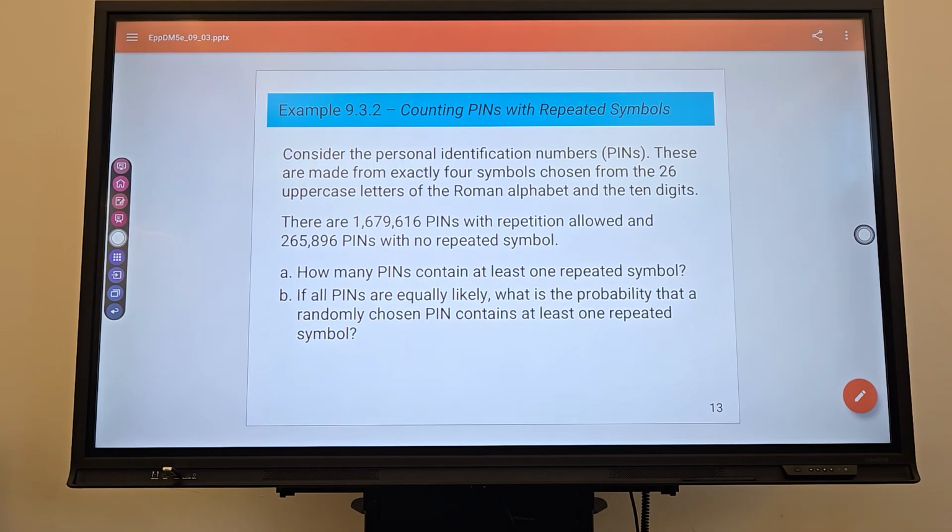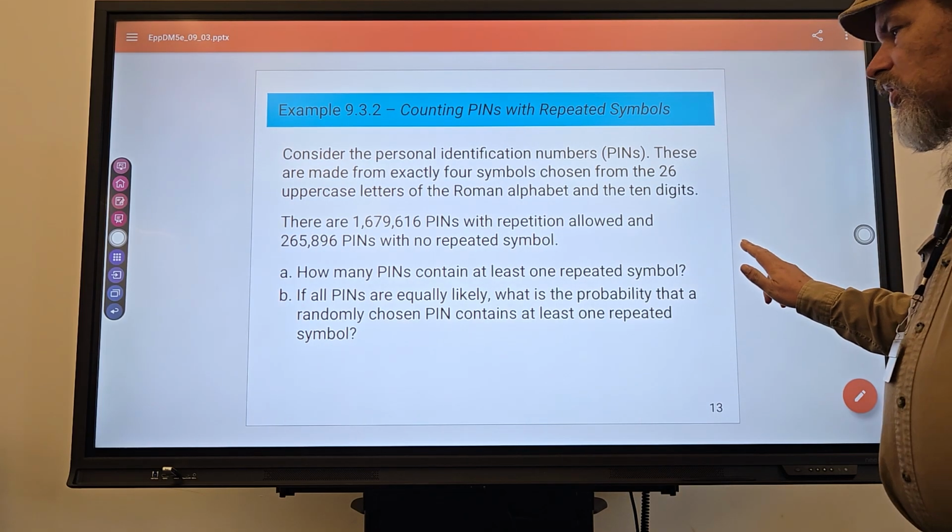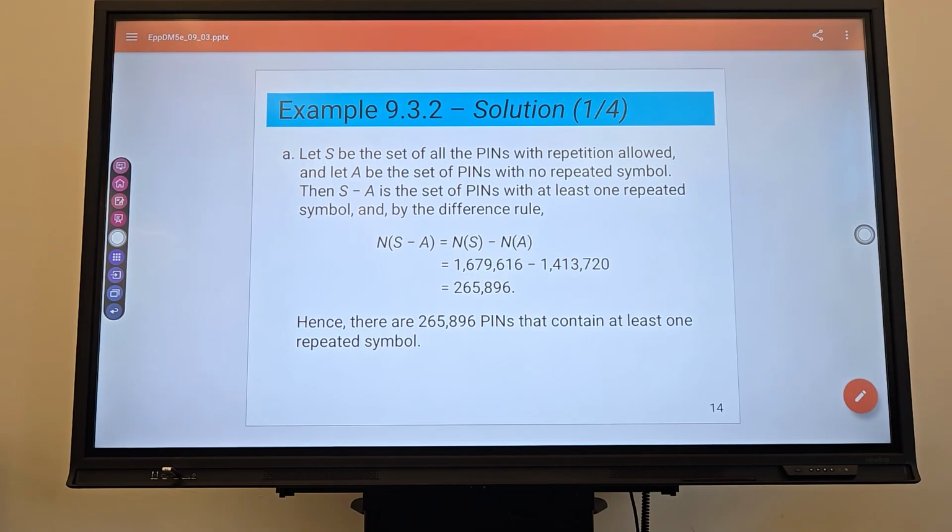If all pins are equally likely, what is the probability that a randomly chosen pin contains at least one repeated symbol? Well, for A, let S be the set of all pins with repetition allowed, and A be the set of all pins with no repeated symbol. Then S minus A is the set of pins with at least one repeated symbol. And by the difference rule, you get 265,000 pins that contain at least one repeated symbol.